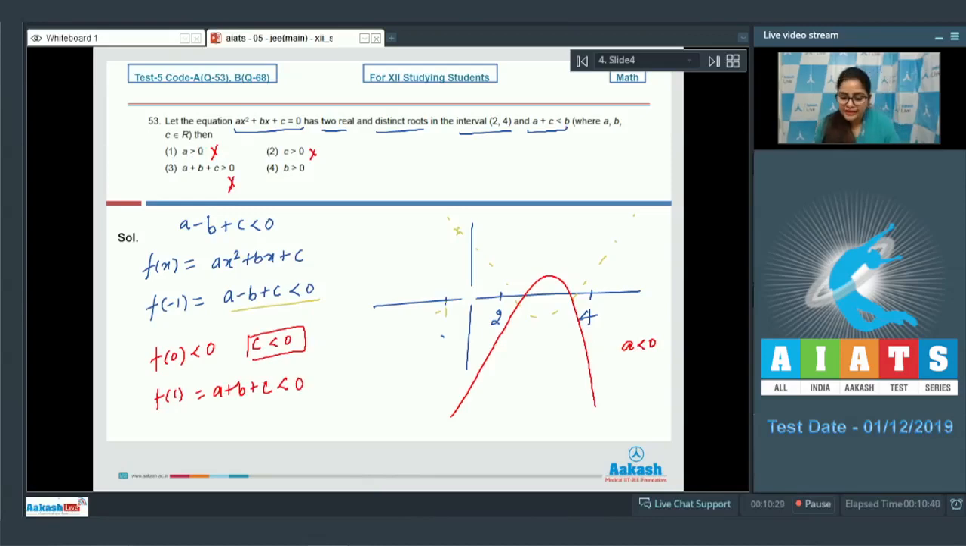Now you have to tell about b. So see, the coordinates of the vertex is minus b by 2a, comma minus D by 4a. So minus b by 2a is always positive. So you know a is always negative, so b should be positive. So option number 4 is your correct answer. Now move on to the next question.